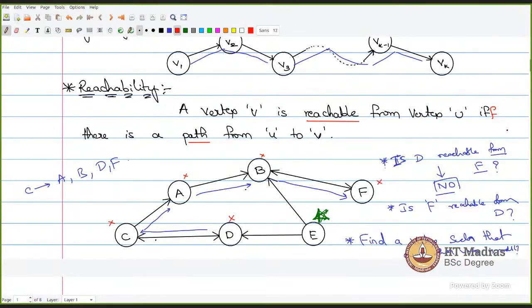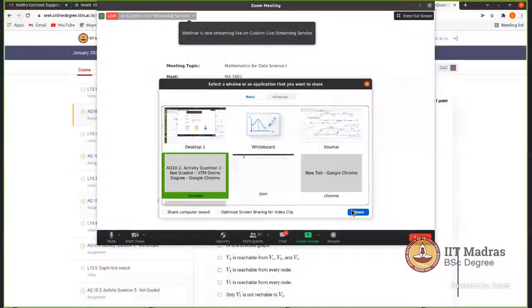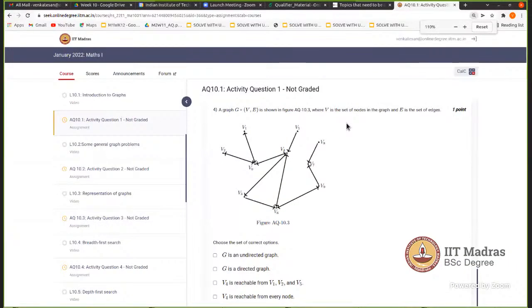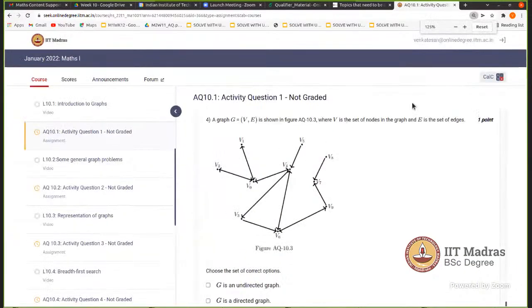Now coming to the 10.3 question. Everyone answer this question now. There is a graph given to us like this. Let me zoom this. Is the graph visible? So this is the graph given to you. There are 10 vertices, V0 through V9, and some directed edges.